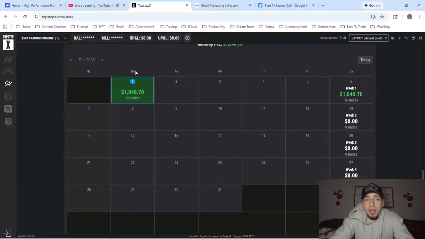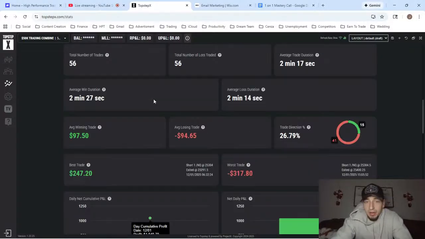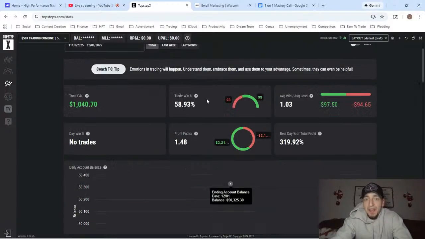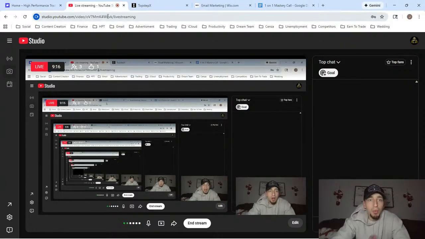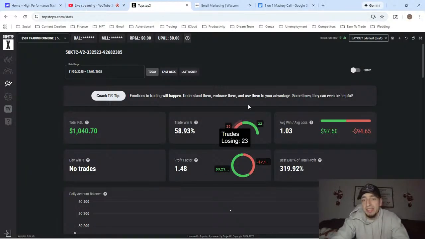Absolutely not. Our edge, in my opinion here, is sitting at a 58% win rate, 59. But we still pulled $1,000 out of the market. So once again, it's not about perfection. It's about repetition. It's about system. This is how we capitalize on the market. This is how we take advantage of the market.